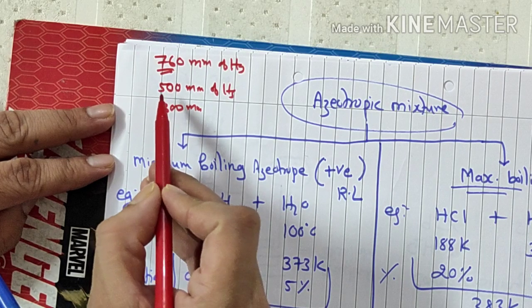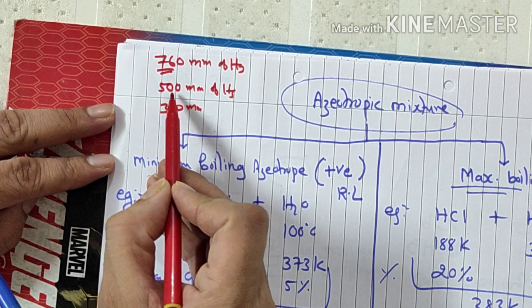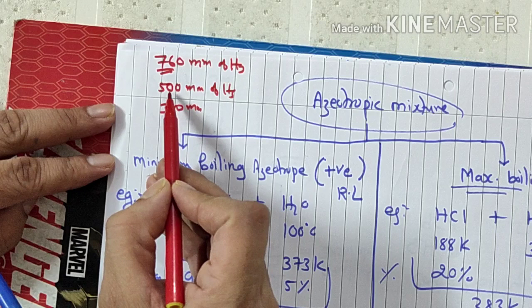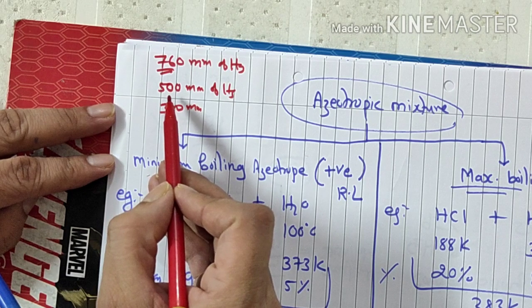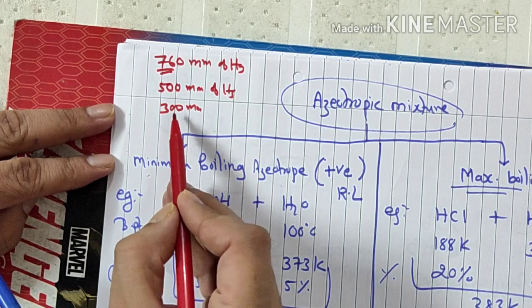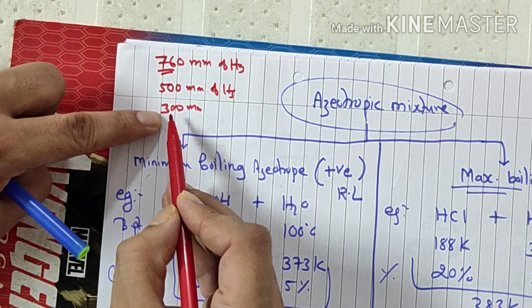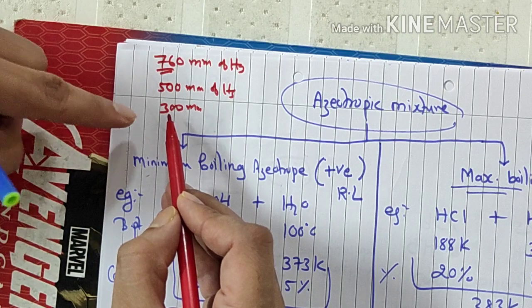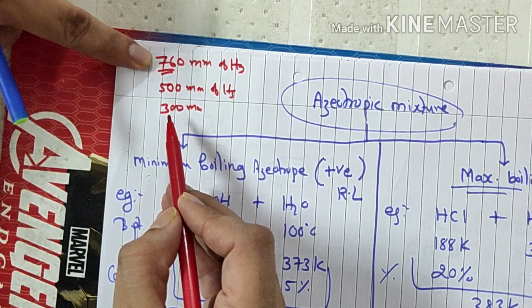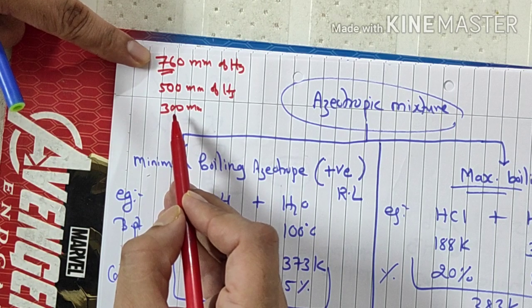Obviously 500 mm will boil first, right? It will require less temperature to boil, right? Here this will require more amount of heat, to acquire 760 mm of Hg. I hope you're getting that point.